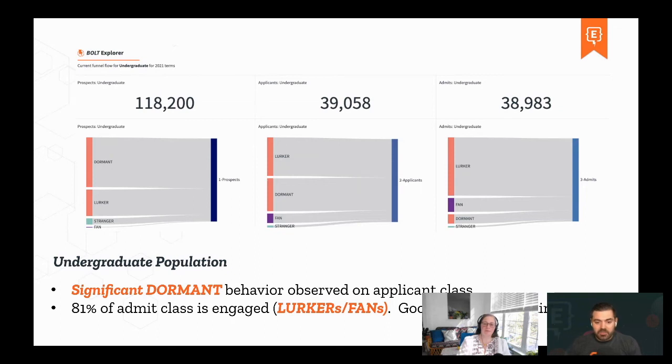And here, for example, this is a model for significant dormant behavior in the undergraduate population. There are a lot of dormants here in that undergraduate population for this applicant class, and then 81% of the admit class is engaged. So this is good yield modeling. What you see over here is actually pretty good, right?